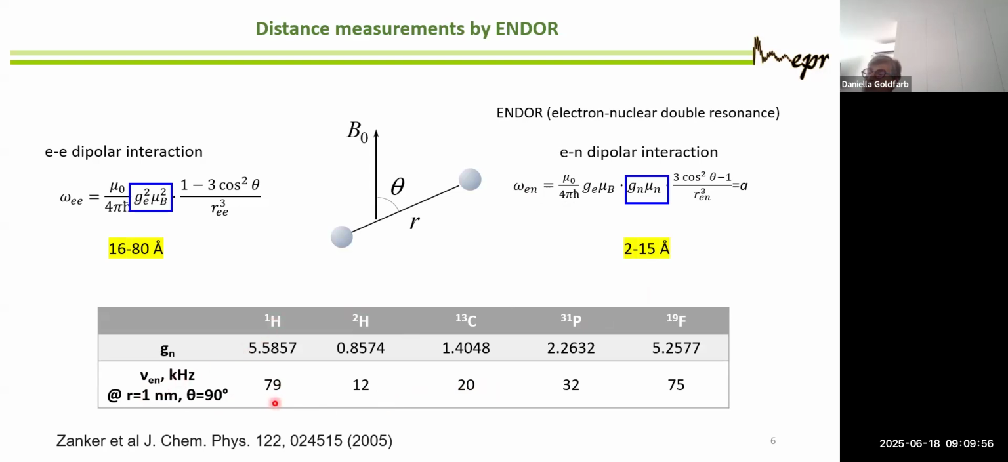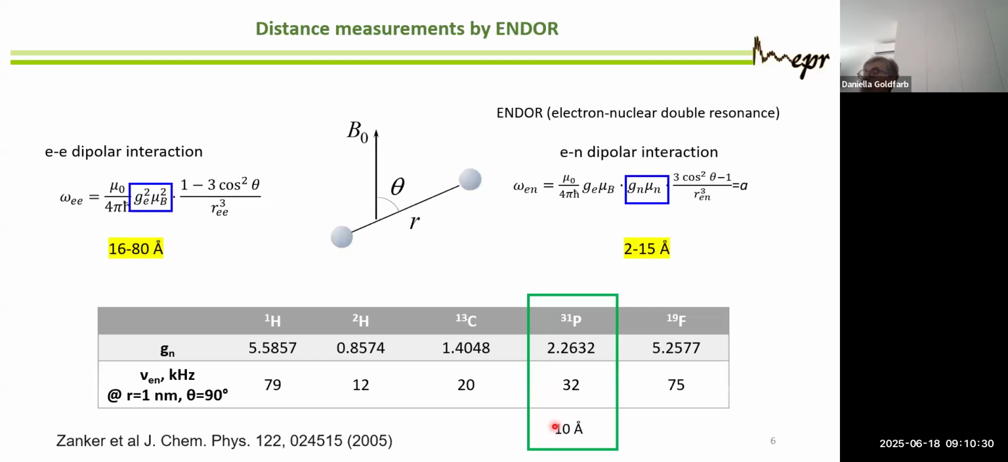So protons, it's great, right? Because it has the largest gamma, the gyromagnetic ratio. So for 1 nanometer, you can get splitting of 79 kilohertz. That usually is easy to resolve. The problem with protons, you have too many of them, so it's not really very specific in a system. You go to deuterium, then this really drops, so it's not very useful. C13 also not that useful. Phosphorus is already better, and fluorine is really very similar to proton.